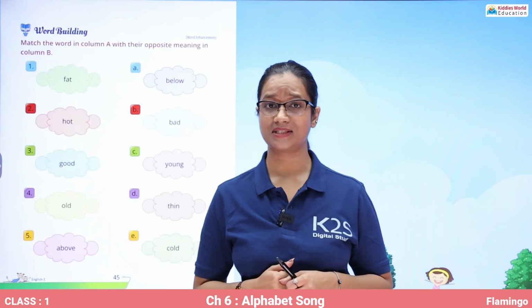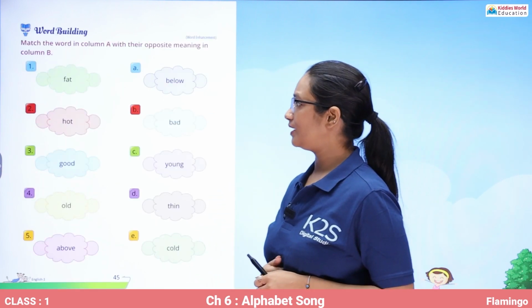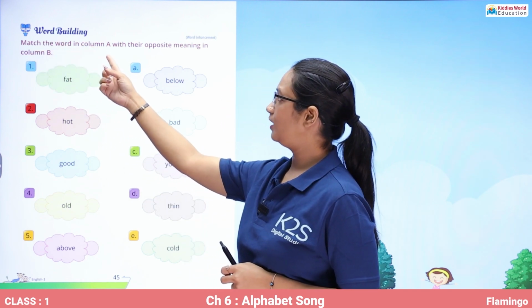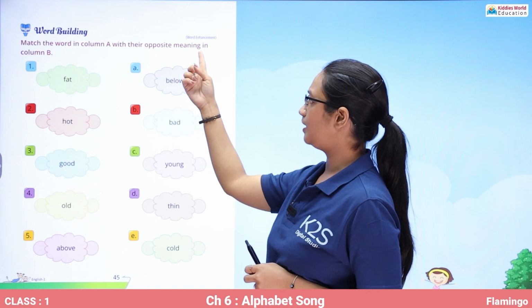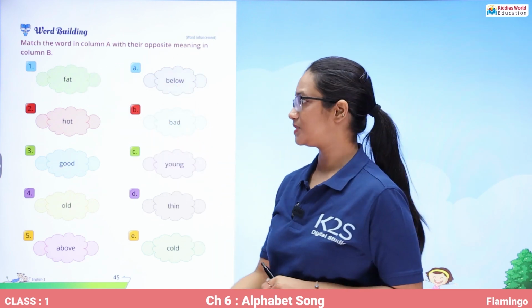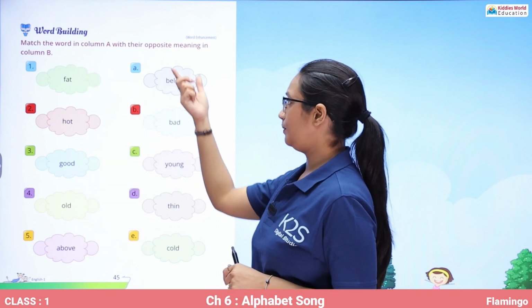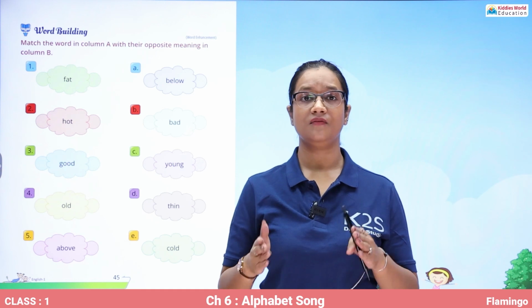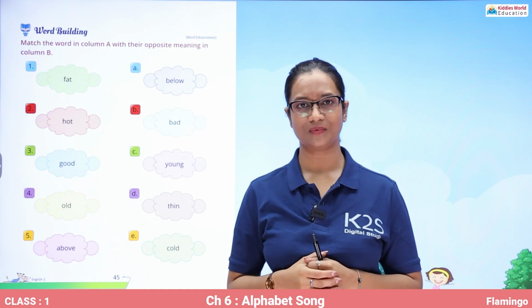Moving on, we will see some more questions. So it is called the word building. Match the word in column A with their opposite meaning in column B. Now you are given two columns, column A, column B. So you are supposed to mark the words which are exact opposite of the word given.